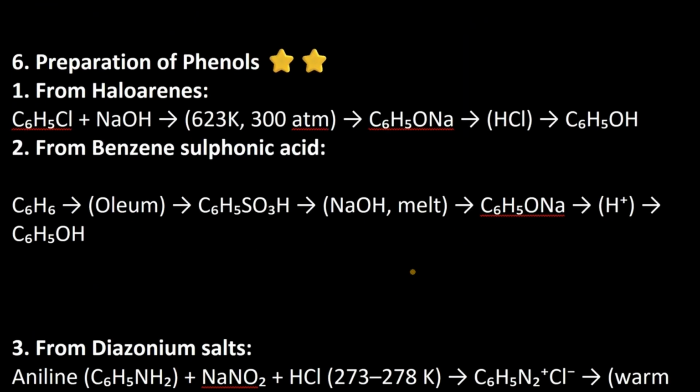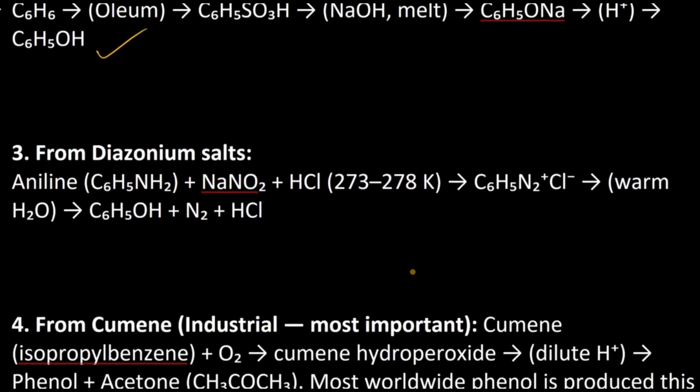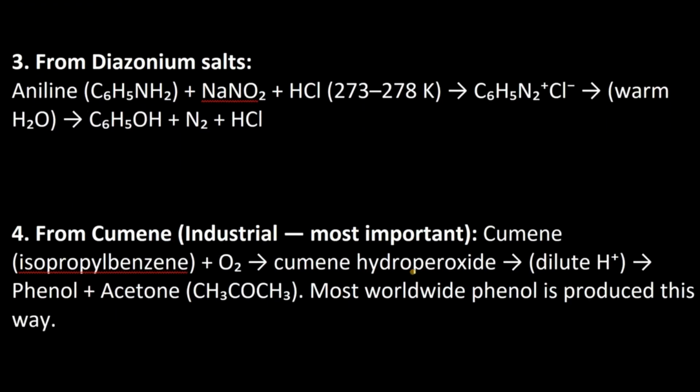Then preparation of phenols from haloarenes. We get it from the Dow process, okay, at very high temperature and pressure. And benzene sulfonic chloride using oleum, we get sulfonic acid. After that, we get sodium phenoxide, then phenol will be formed. Then from diazonium salt also, upon adding water, you will get phenol.